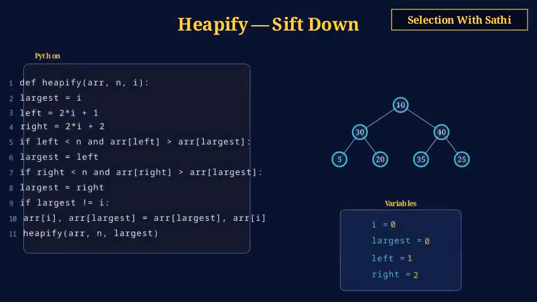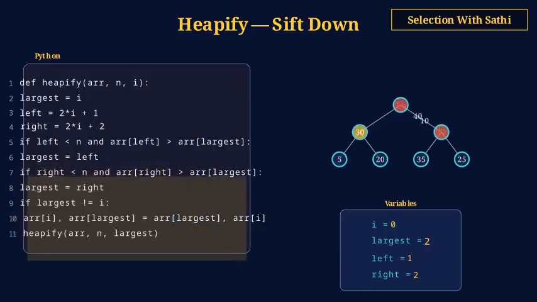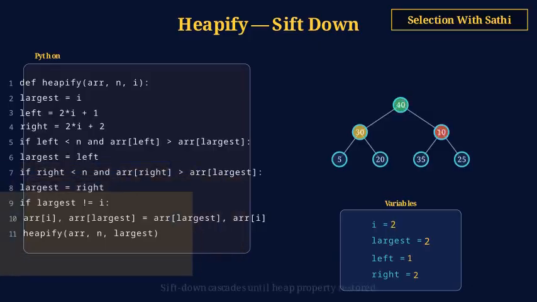Now let us look at Heapify, also called Sift-Down. This operation fixes a heap violation at a single node. Look at line 2. We assume the current node i is the largest. Lines 5 and 6. If the left child exists and is larger, update largest to left. Lines 7 and 8. Similarly check the right child.